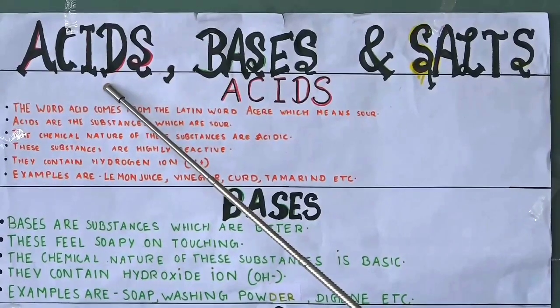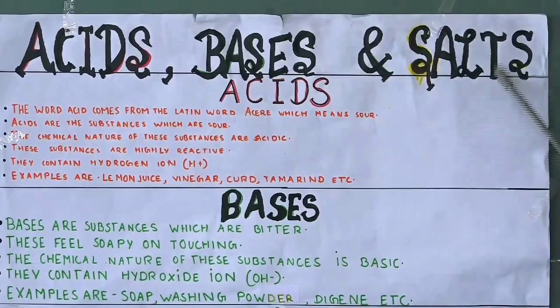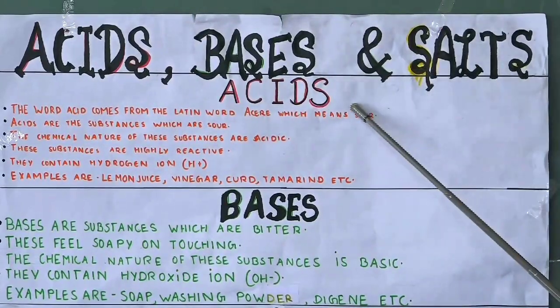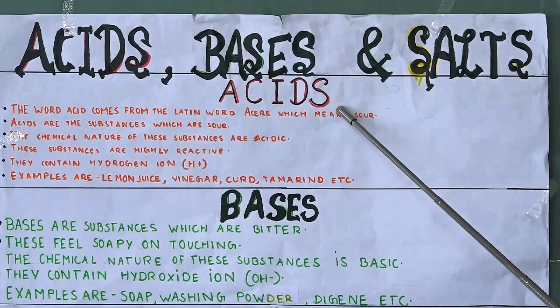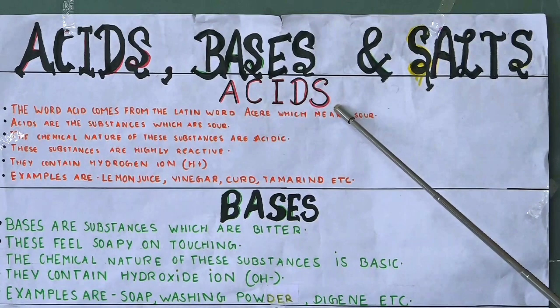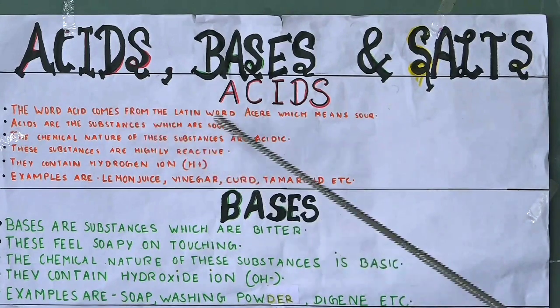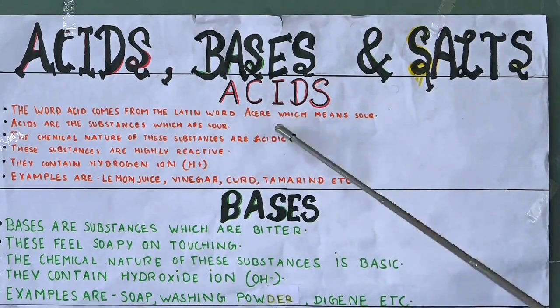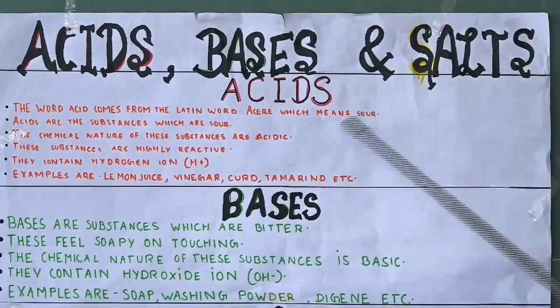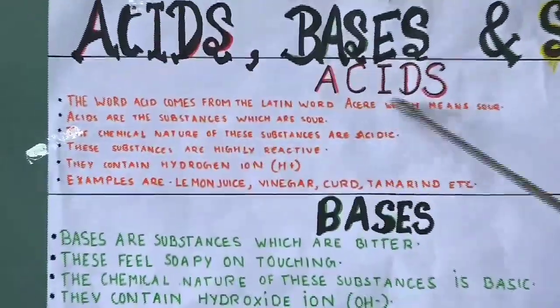A chapter: acids, bases and salts. As you all know, acids are found at our homes. In our daily life, we come across so many acids. Acid is from the Latin word acer, which means sour. Acids are sour in taste.